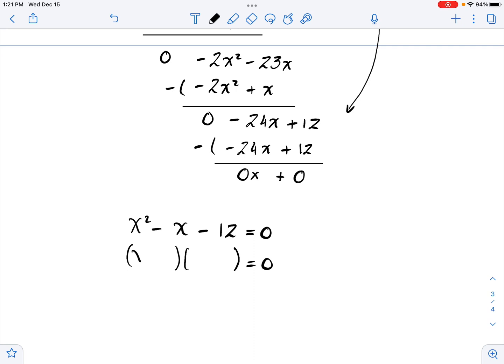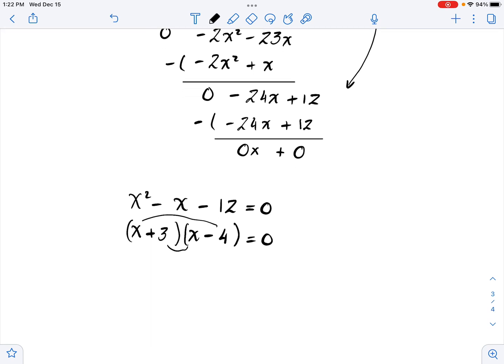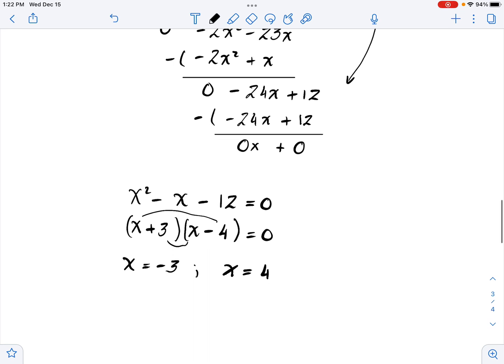If it didn't factor, I would simply use the quadratic formula. X and x, I have a negative 12, so that means that my signs will be plus and minus. And I think it's going to be 3 and 4. 3x minus 4x is indeed negative x. And so I'm good. By the zero product property, x is equal to negative 3 and x is equal to 4 are my two solutions. Those are my other two zeros.